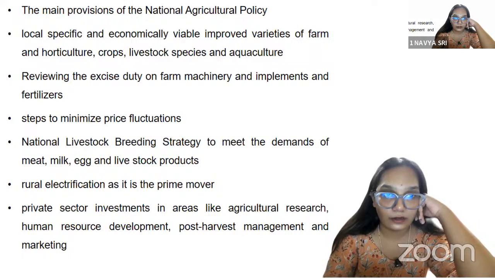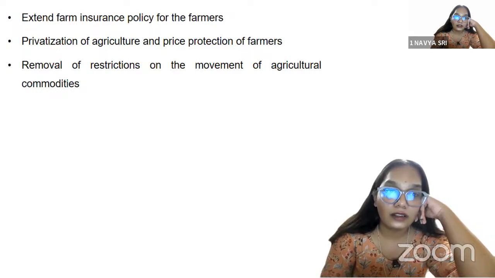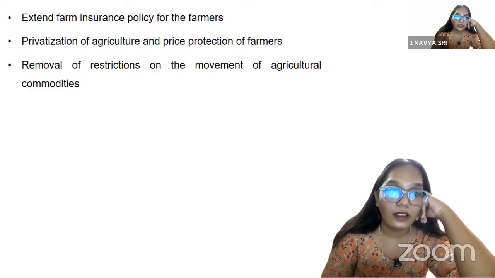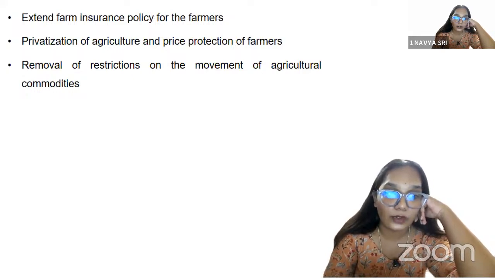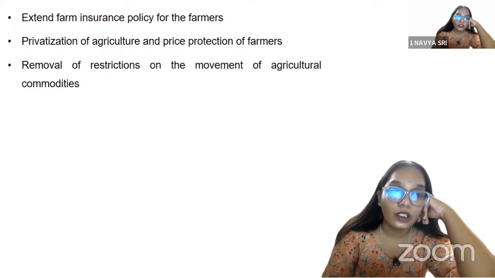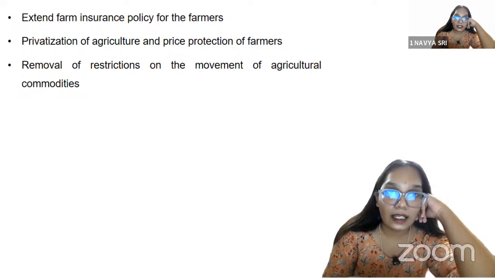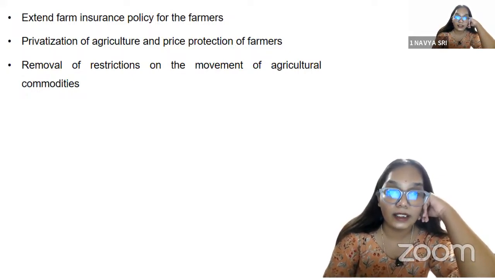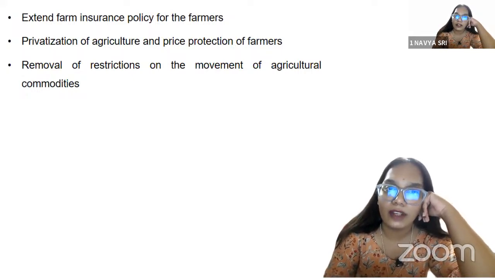So marketing tactics or marketing strategy is also one of their provisions. Then insurance. Yes, insurance is the main important thing for the farmers, and privatization of agriculture and price protection of farmers. Removal of restrictions on movement of agricultural commodities. If restrictions are removed on agricultural commodities, this would lead to the procurement of yield at a very easy and better time, and also the produce will not be spoiled and it could be procured at a much higher price.